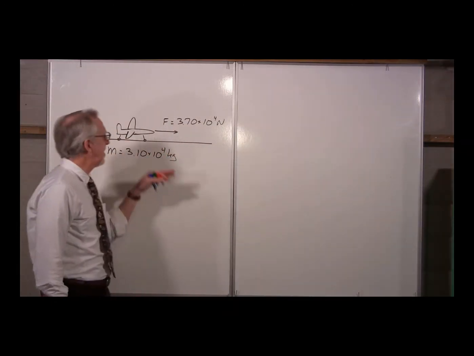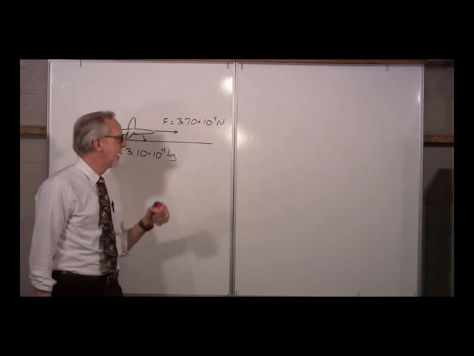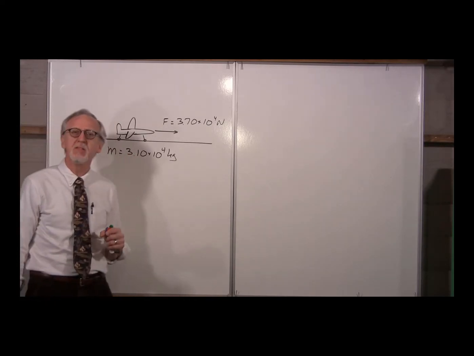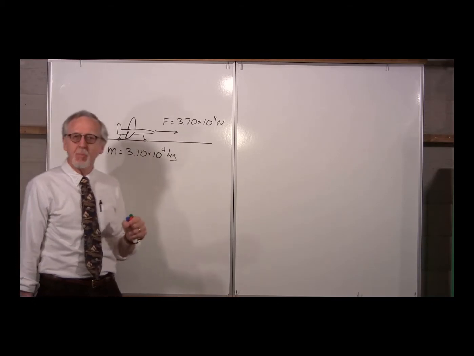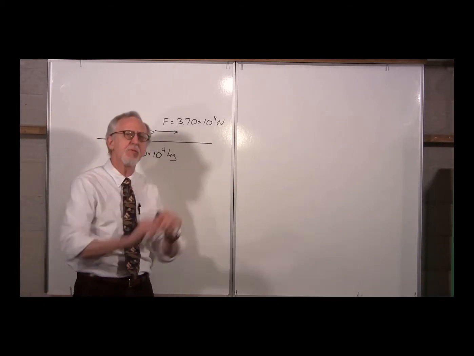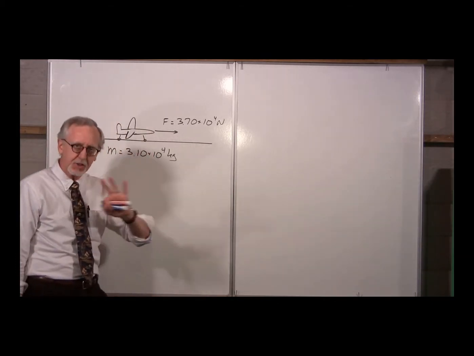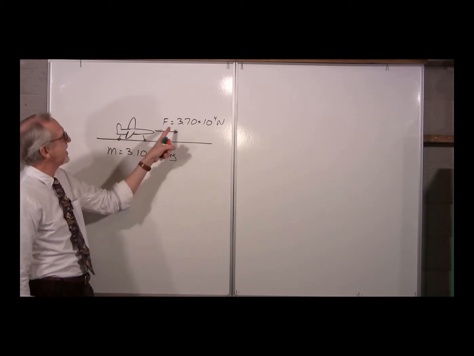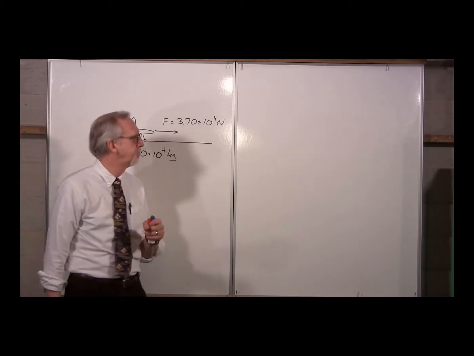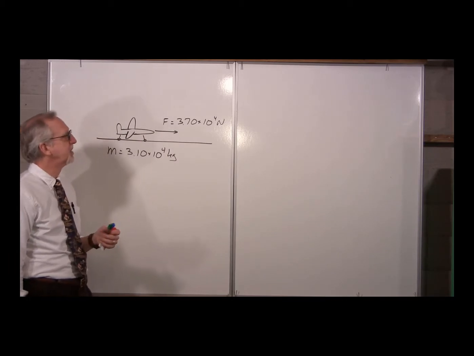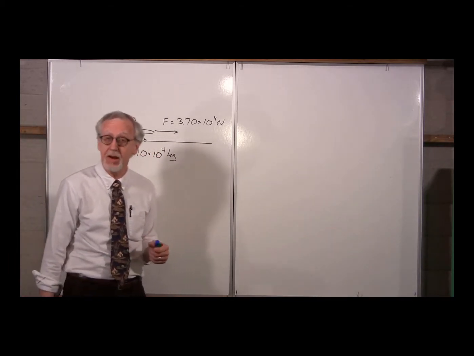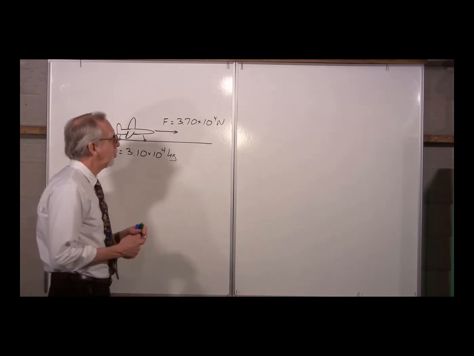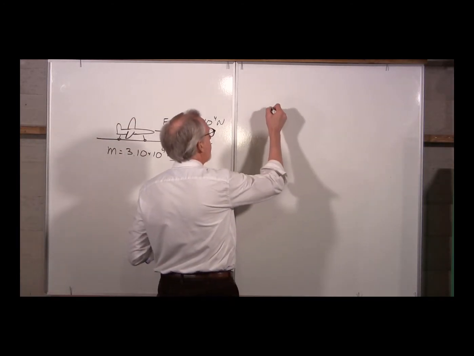All right, let's put some different numbers in. Let's imagine that we have a plane here with a mass of, let's say, 3.10 times 10 to the 4th kilograms. The engines are pushing on the plane, getting it ready to take off. It's going down the runway, and let's say the net force from the engines is 3.70 times 10 to the 4th newtons. Let's see if we can figure out what the acceleration of the plane is. Well, we know F equals ma.